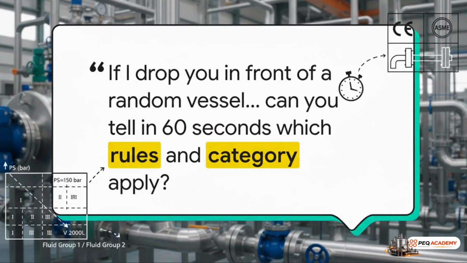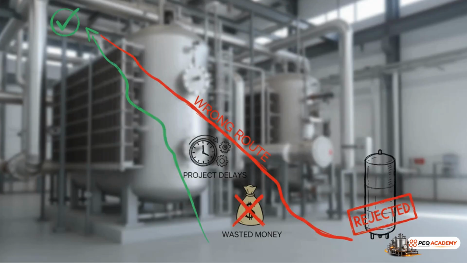So let me ask you straight up, because this is the real test, isn't it? If I dropped you in front of some random piece of equipment, could you, in 60 seconds, tell me which code, which rules, which risk category applies? It's tough, for sure, but getting that answer right and getting it fast is exactly what we're going to nail down today. And let's be real, the stakes are huge.